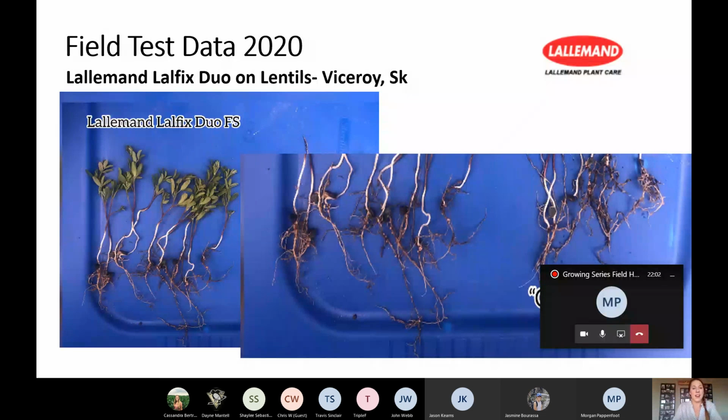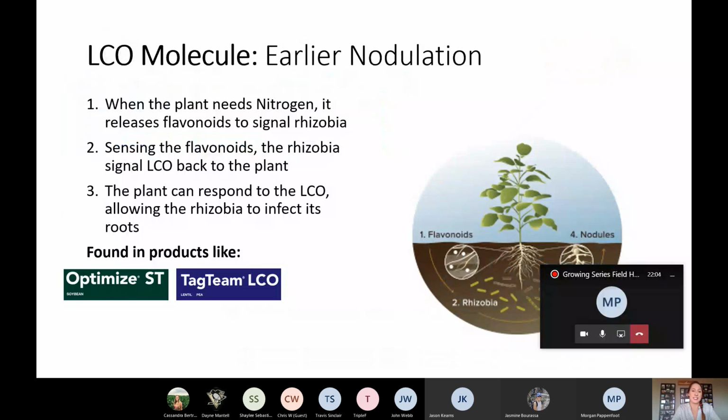Okay. The next thing that you're going to see is something called LCO. Pretty much what this is: when a plant needs nitrogen, it releases a protein to tell the rhizobia, hey, I need some nitrogen. Can you come over here? And then the rhizobia send a signal back to the plant to say, here I come, start creating nodules. And that's the LCO molecule.